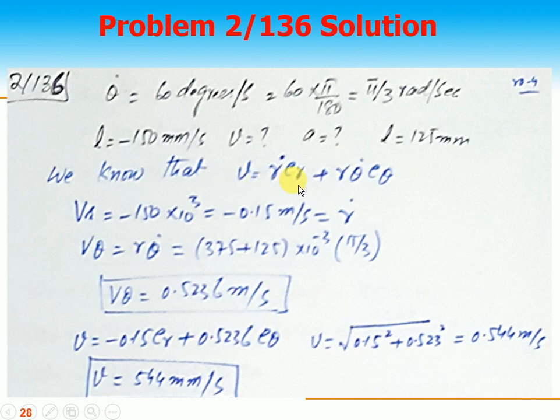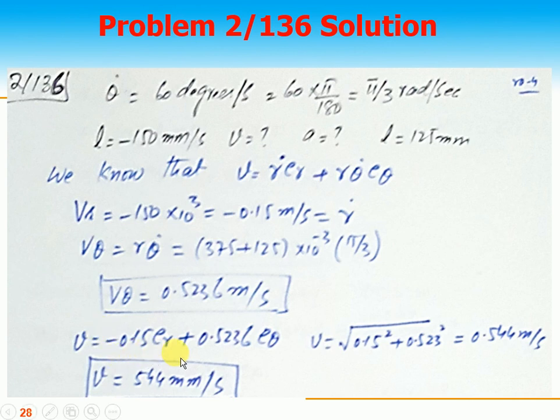So we know that V is equal to r dot e_r plus r theta dot e_theta. V_r is simple, minus 150 into 10 to the power minus 3, which is minus 0.15 meter per second, which is r dot or L dot, the rate of change of the distance. V theta is equal to r theta dot. Here r is 375 plus 125, times 10 to the power minus 3 to convert it to meters, and theta dot is pi by 3. We get the value of V theta, which is 0.5236 meters per second.